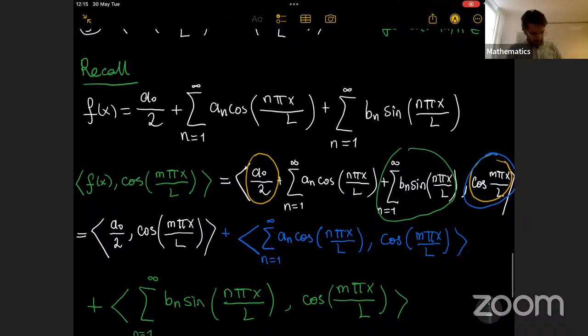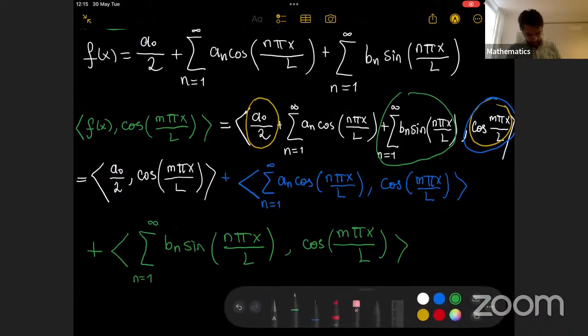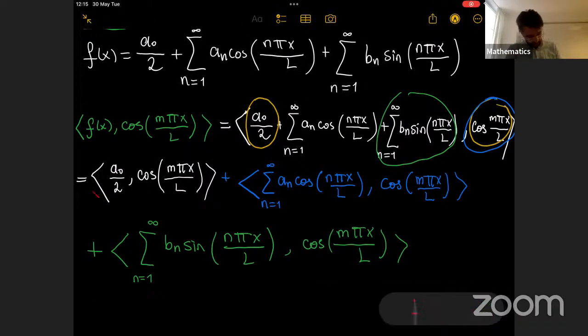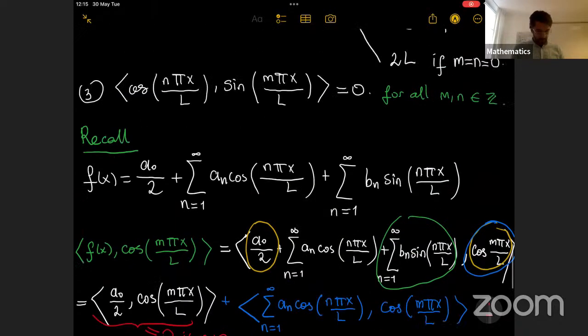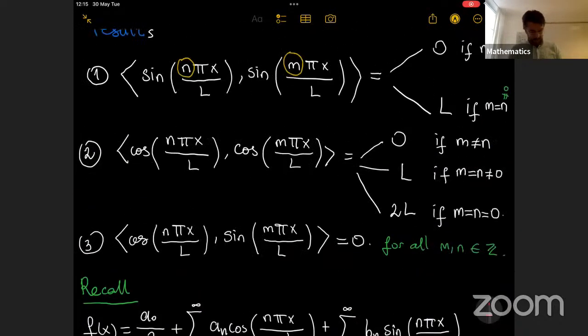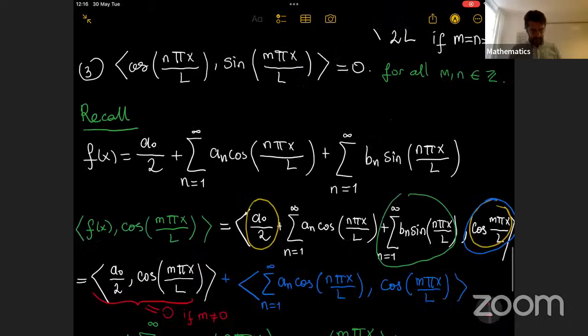Okay, so this is going to be 0 if m is different from 0. This one is equal to 0 if m is different from 0. The reason is, if m is different from 0, it looks like this one in this case, cosine m pi x over L, okay?